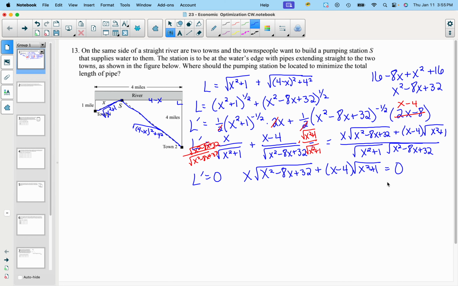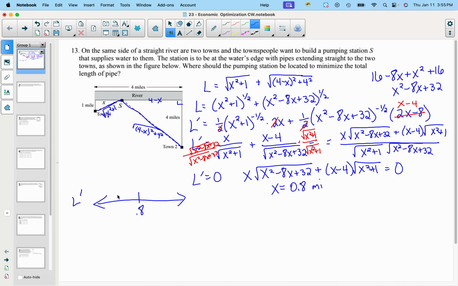And then I just have an answer. So I'm guessing I must have put this in my calculator, and I'm not going to go through and do that. But when you do, you get a nice answer of 0.8 miles. And then you really should verify that it is a minimum. So if you plug in something smaller than that, I mean, yeah, it's kind of a mess.